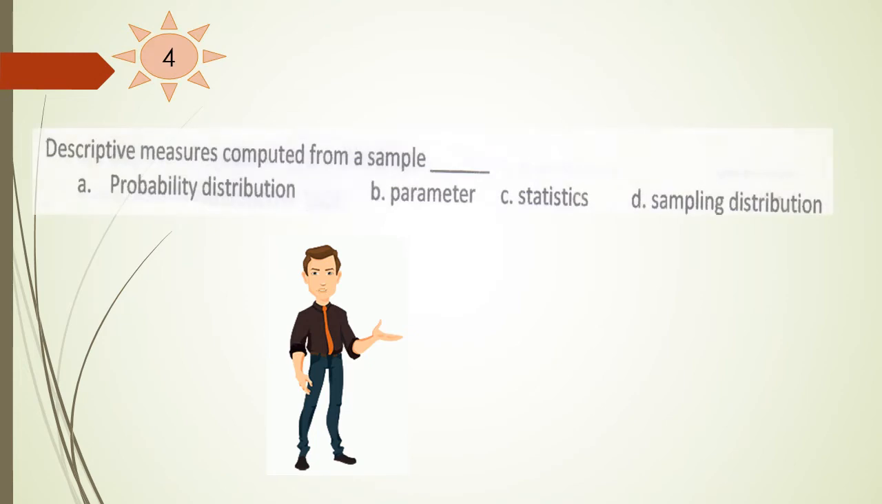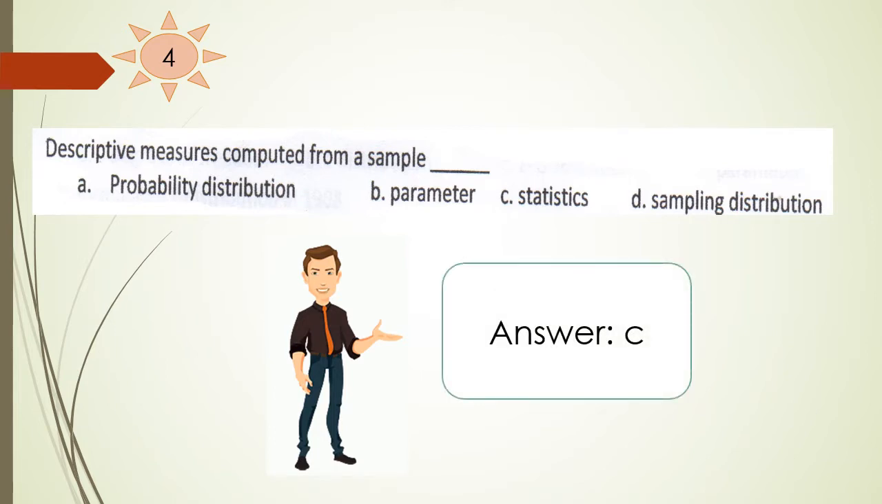Number 4. Descriptive measures computed from a sample. A. Probability distribution, B. Parameter, letter C. Statistics, or letter D. Sampling distribution. The answer is letter C. Statistics.